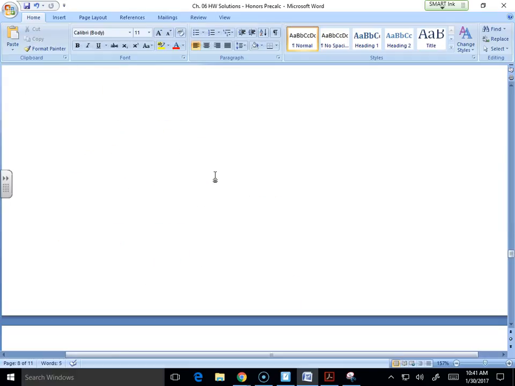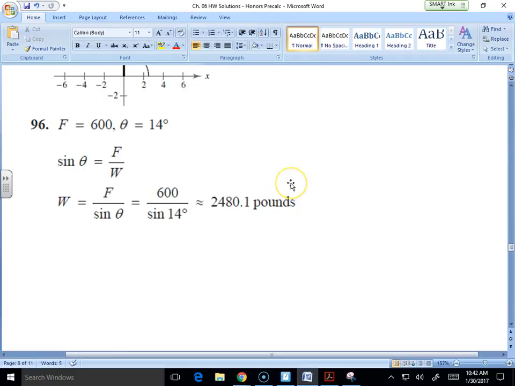Number 96, I think that's our final even. Yep. Number 96, force, 600. Direction, 14 degrees. You were able to use our little formula, our little triangle, and hopefully you ended up with 2,480.1 pounds of force due to weight. What was that? Probably like the gravity. Was that the gravity? I think so. Because remember we talked about how W was like G and they were combined and they worked together.